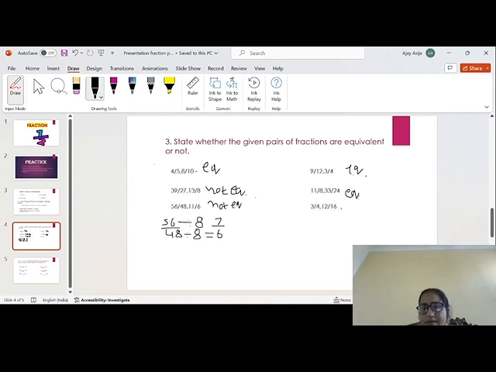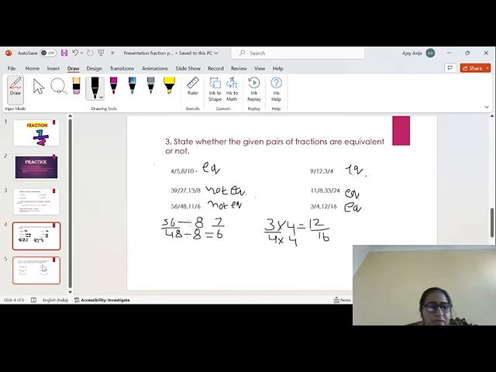3 by 4 and 12 by 16. Let us write 3 by 4 here. Because we are moving from smaller values to bigger values, we will do multiplication. We will find the number with which 3 is multiplied to get 12. That number will be 4. So 3 multiplied by 4, we get 12. Similar operation we will do in the denominator. 4 multiplied by 4, we get 16. So 3 by 4 and 12 by 16 are equivalent.